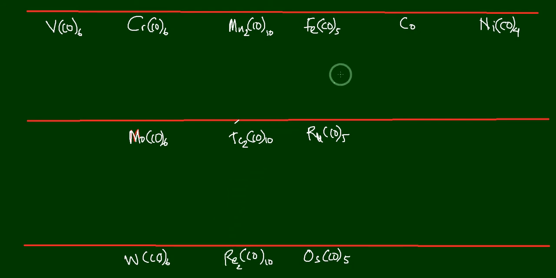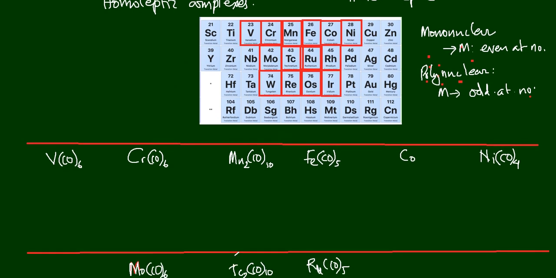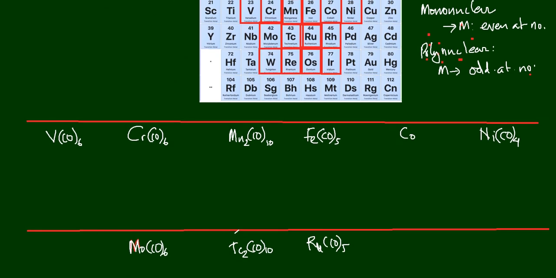And then we have cobalt. Cobalt has atomic number 27. It's an odd atomic number, and it also gives polynuclear complexes, that is Co2(CO)8. That's a polynuclear complex. And not only that, cobalt gives another polynuclear complex, Co4(CO)12. This is also given by cobalt.